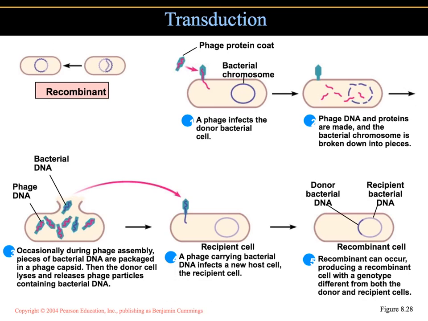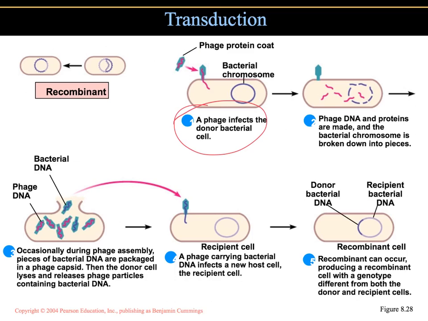Yet another mechanism of genetic transfer between bacteria is transduction. Transduction is a process where bacterial DNA is transferred from a donor cell to a recipient cell, but it happens inside of a virus that infects a bacteria called a bacteriophage. In order to understand transduction, we look at generalized transduction, where we look at the life cycle of a transducing phage of E. coli. So we're going to start right here where the phage infects the donor bacterial cell.